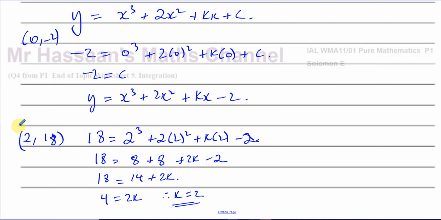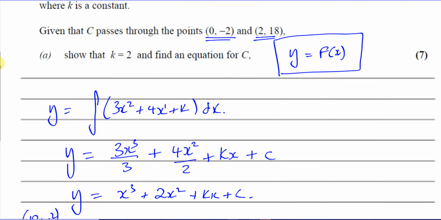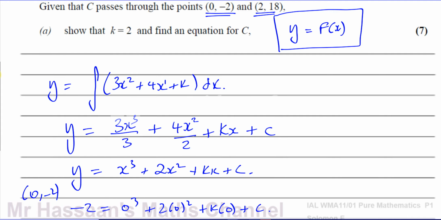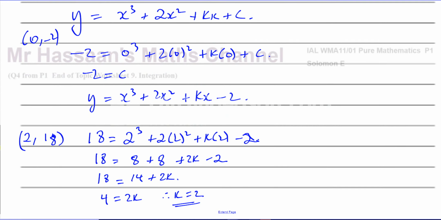But I think they also said find an equation for C. So we found what k is, and now we can write down the equation with the value of k in there as well. So y equals x cubed plus 2x squared plus 2x, since we found k is 2, and minus 2. Okay, so there's the answer to part A, and I'm going to go to part B now.